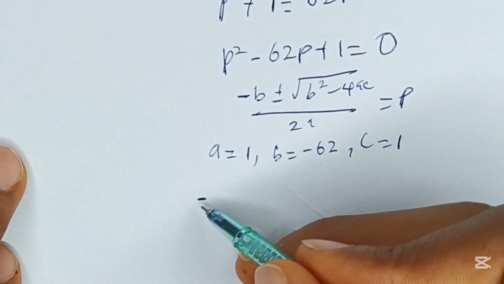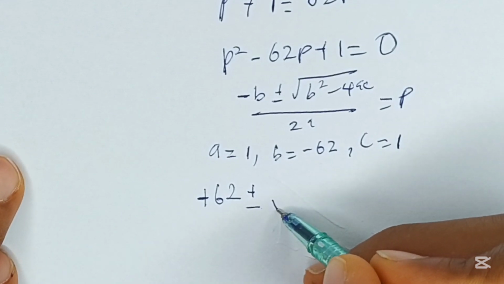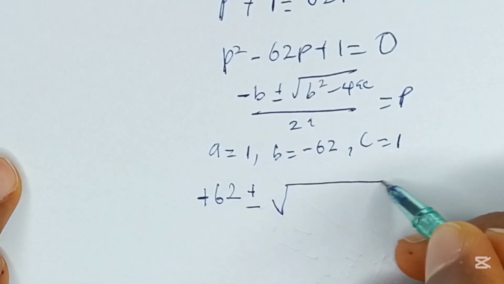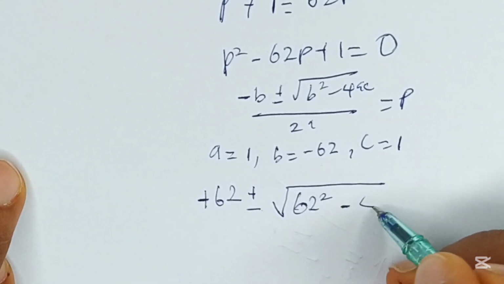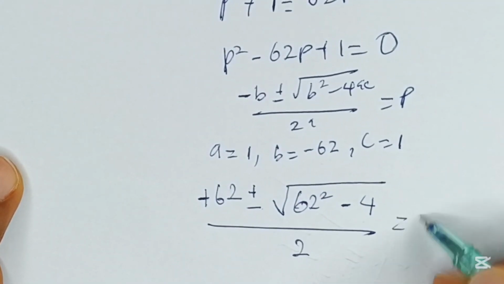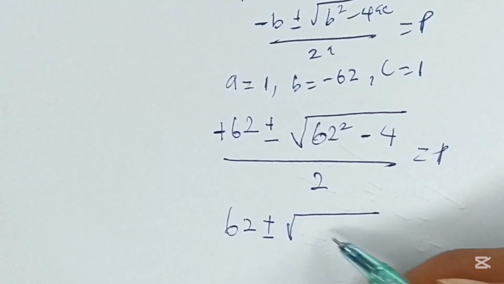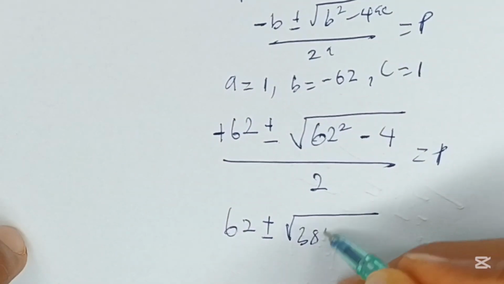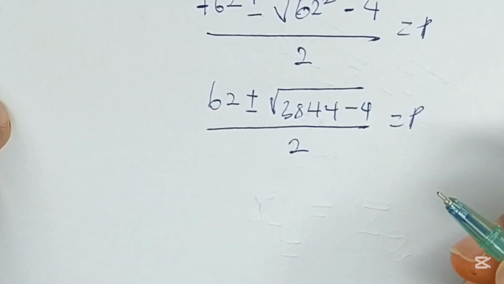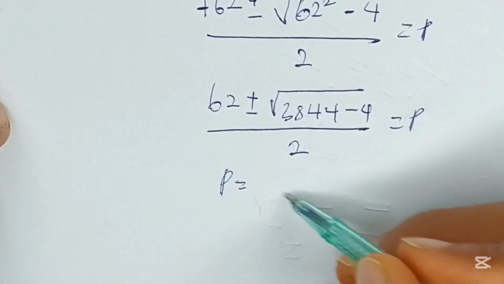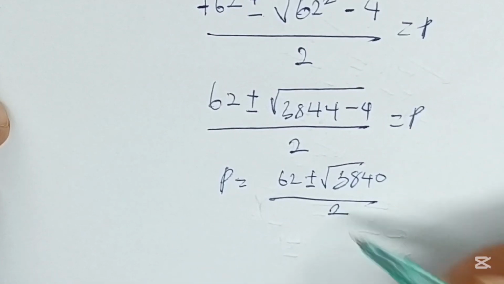So we have minus 62 is plus 62, plus or minus square root of 62 squared minus 4ac, which is 4, all over 2a, which is 2, is equal to p. Hence from here we have 62 plus or minus square root of 62 squared, which is 3844, minus 4, all over 2 is equal to p. Hence p now will be equal to 62 plus or minus square root of 3840 all over 2.